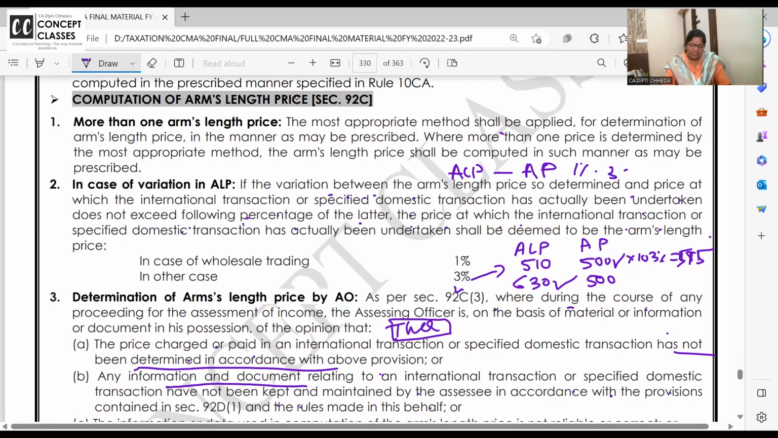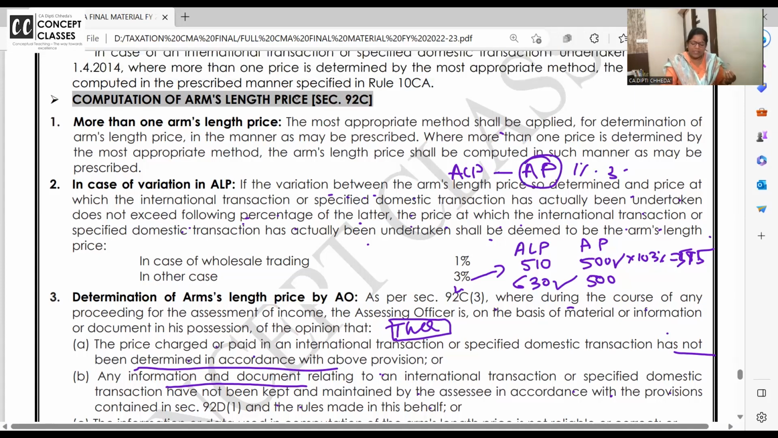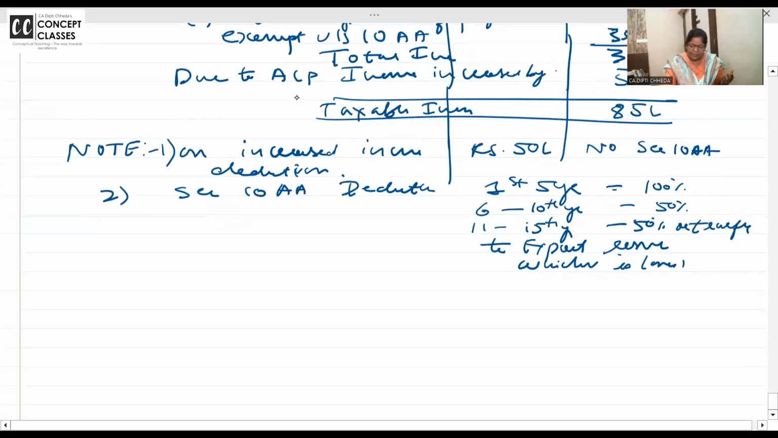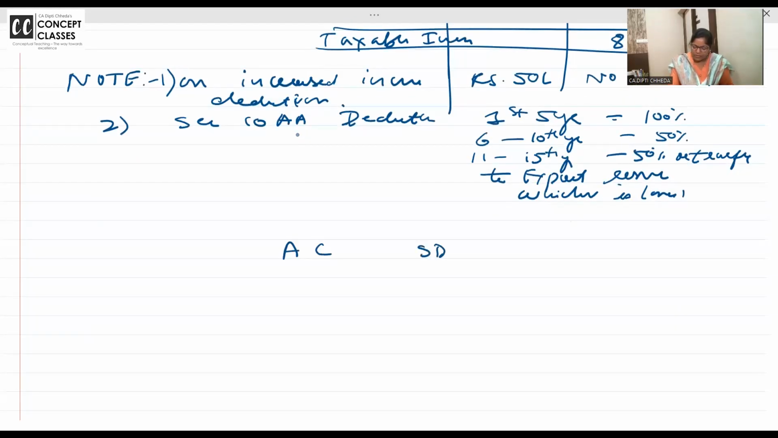Price at which international transaction has actually been done. जो actual price है वही ले लो. Take a pause and listen to me, all of you. We do the same in the stamp duty value also. You know, अगर आपने कैपिटल गेन चैप्टर नहीं पढ़ा है तो फिर से मैं एक बार बता रही हूँ कि actual consideration or stamp duty value, whichever is higher. The actual consideration is 80 lakhs. Stamp duty value is 81 lakhs. Ma'am, you said no, whichever is higher.